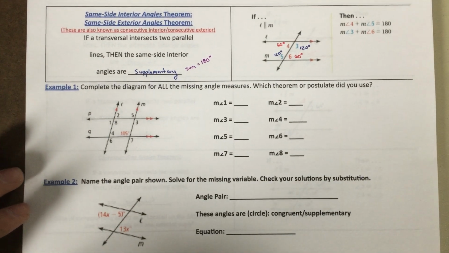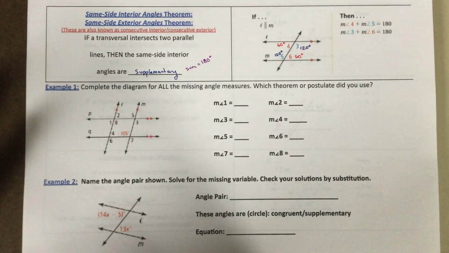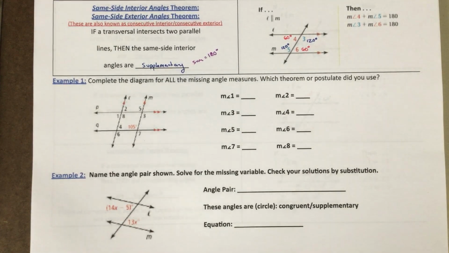Let's take a look at some examples. Complete the diagram for all the missing angle measures. Which theorem or postulate did you use? There are multiple ways of doing this problem, right? I'm going to show it one way, but you can do this many different ways.